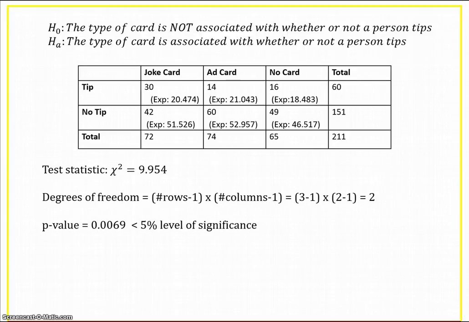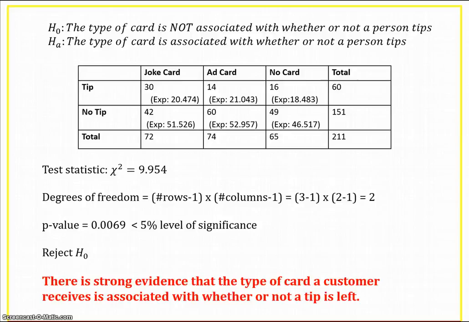Our p-value of 0.0069 is less than our 5% level of significance, so we reject the null hypothesis, which means that there is strong evidence that the type of card a customer receives is associated with whether or not a tip is left.